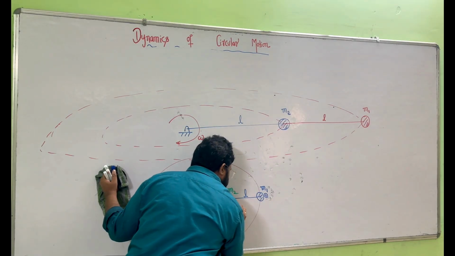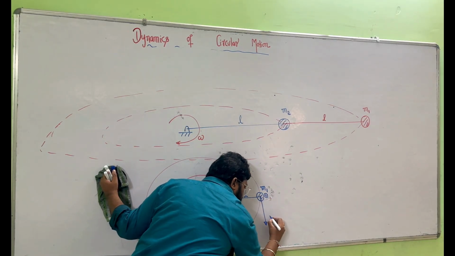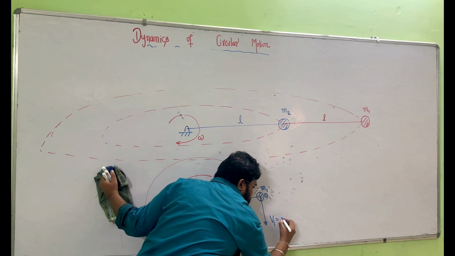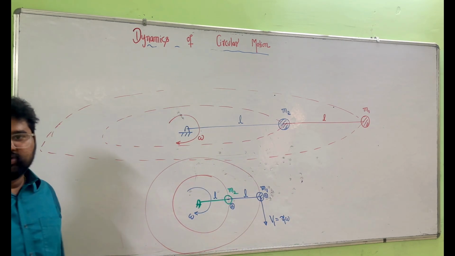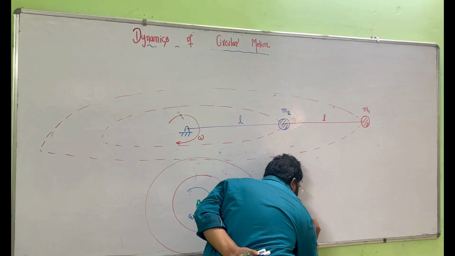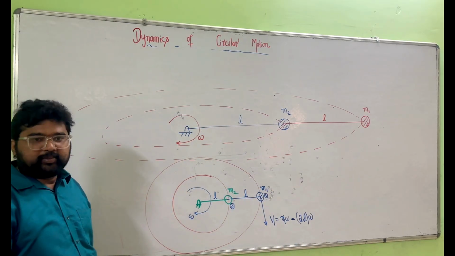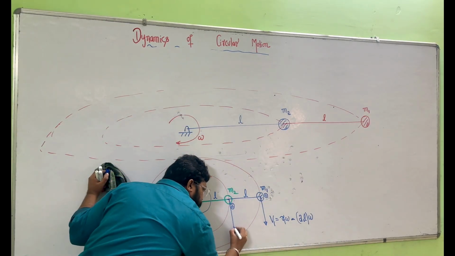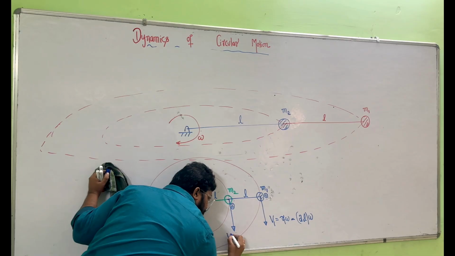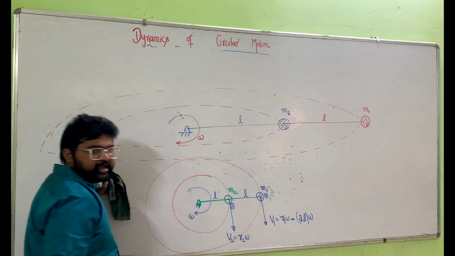This is 1, and this is the velocity. What is the velocity at point 1? R1 into omega. What is R1, tell me? 2 times L into omega. What is the velocity V2? R2 into omega.